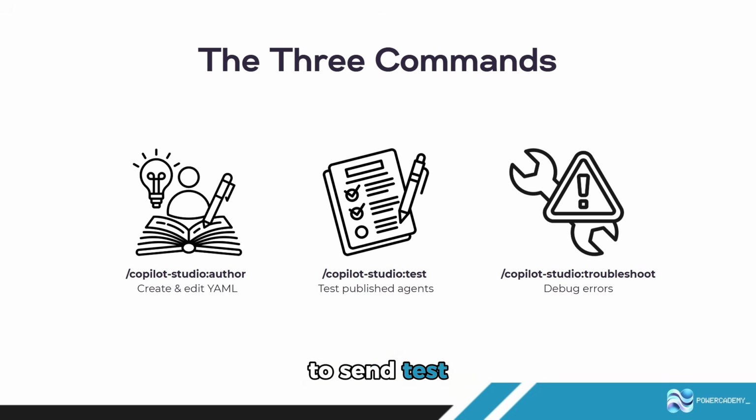Test allows you to send test examples to your published agents from the terminal. So you're not clicking through the test pane anymore and going one message at a time, trying to test every iteration. You can do it all through the terminal, which is much quicker. And this way you can make sure your agents are actually giving the correct responses, which arguably is one of the most important aspects of creating an agent. And you can do this really, really quickly.